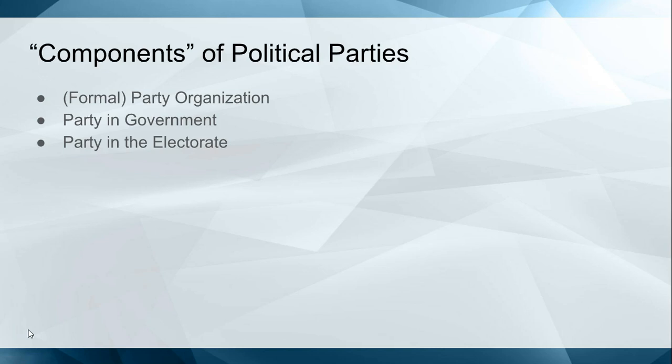So the largest group of a political party tends to be the party in the electorate. Interestingly enough, it is also the least partisan. The most partisan of the three groups would be the party organization.